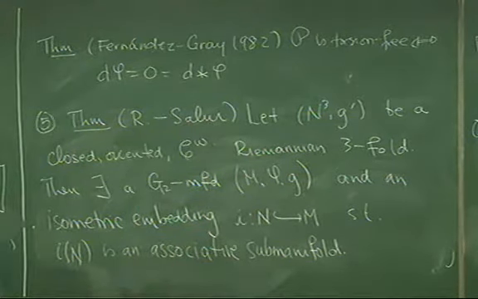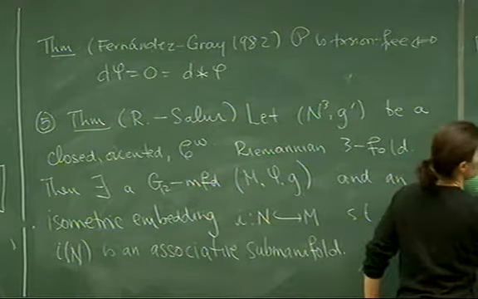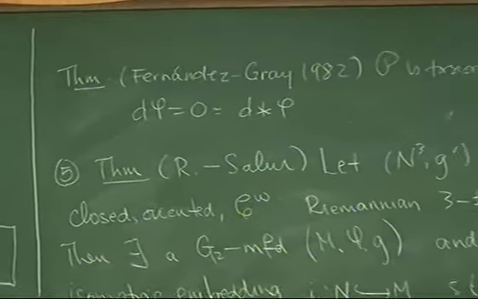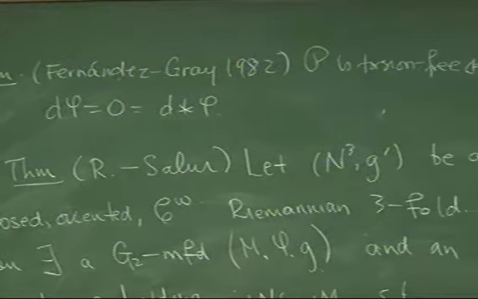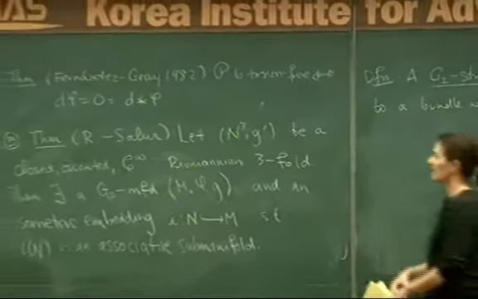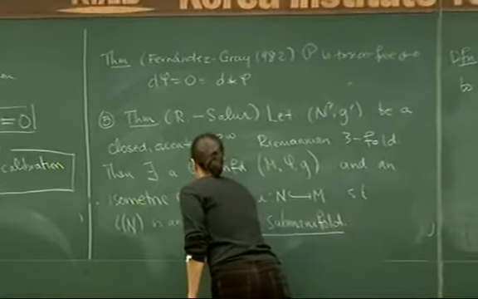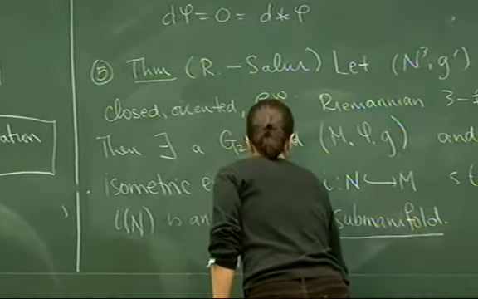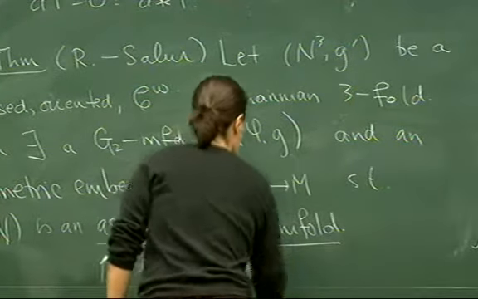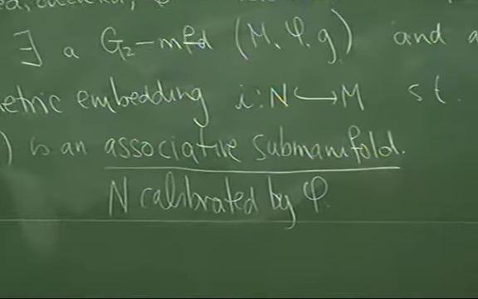And I would like to say a little bit about the history of this type of problem, because this is not the first result of this nature. An associative submanifold means it's calibrated for the associative calibration, calibrated by phi, or rather its image.